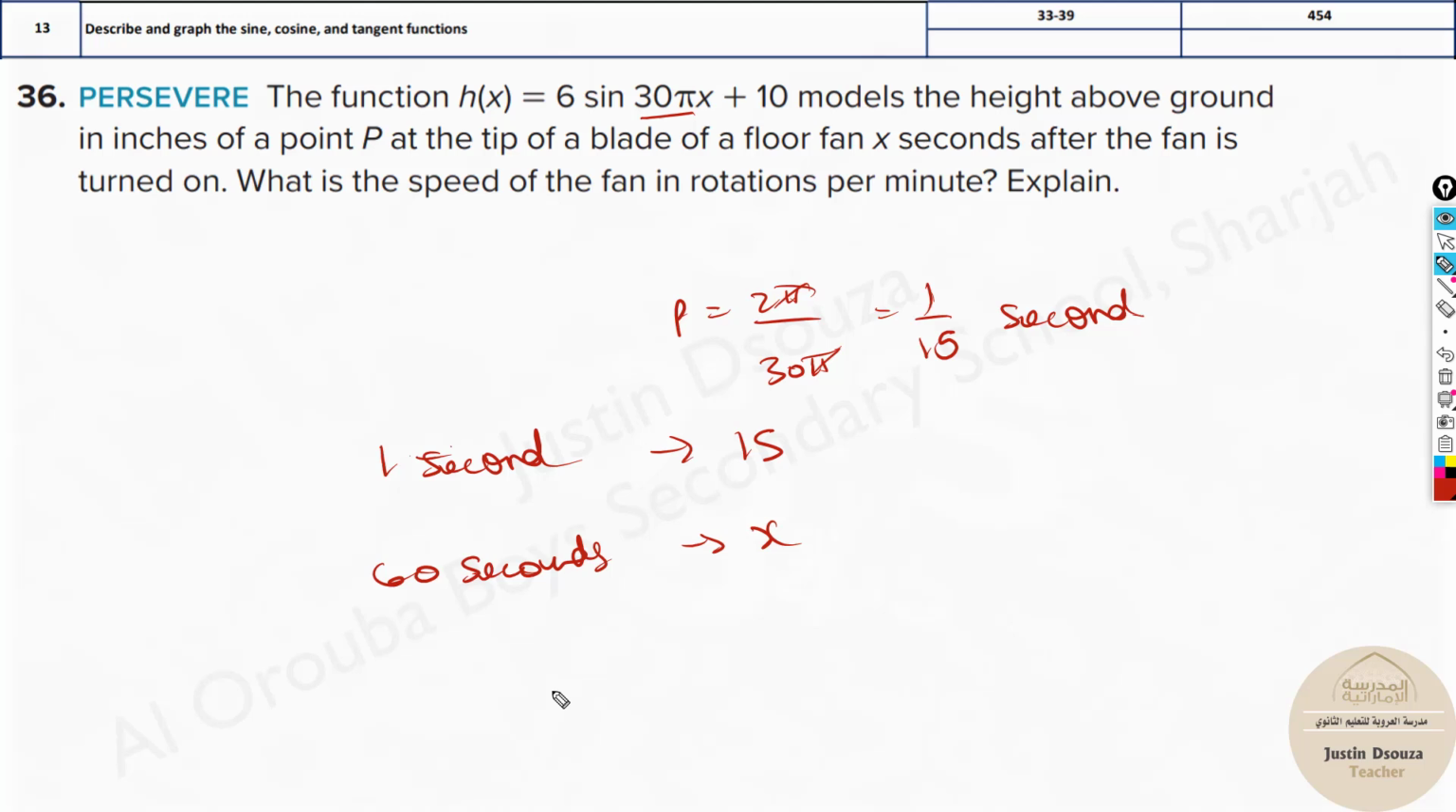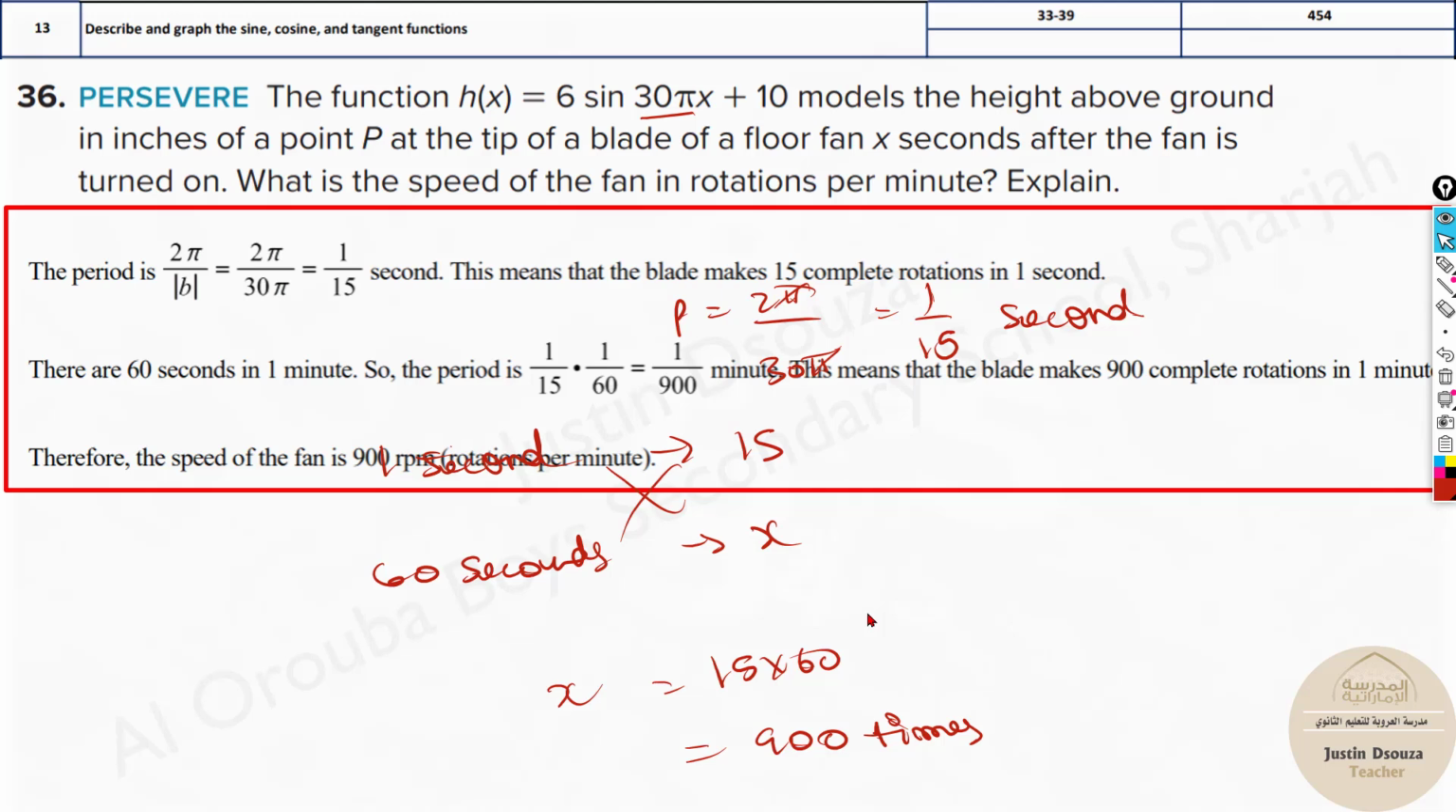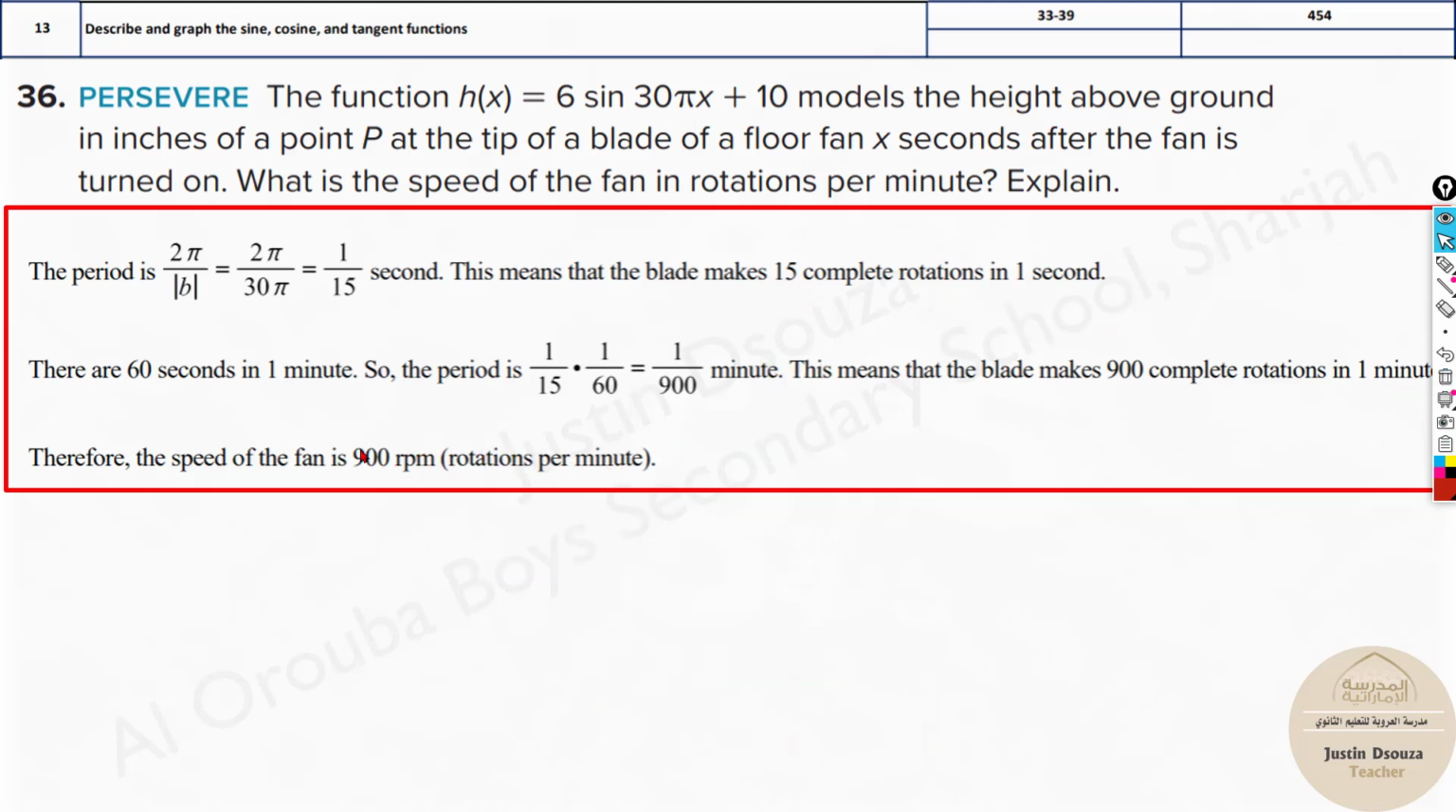How many times? X. So just cross multiply here. That is 15 times 60. Just solve this up, you'll get the answer. 15 times 6 is 90, so 900 times. So 900 cycles occur in basically 1 minute. So that's the answer over here. 900 rotations per minute, RPM.